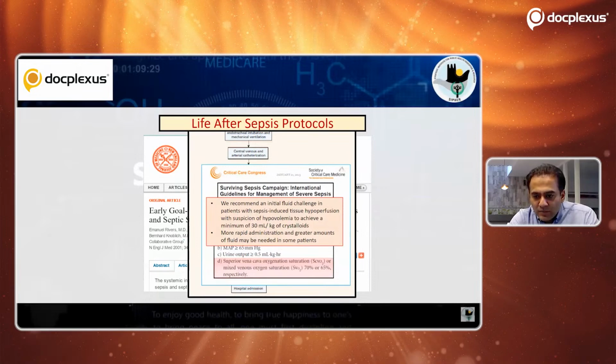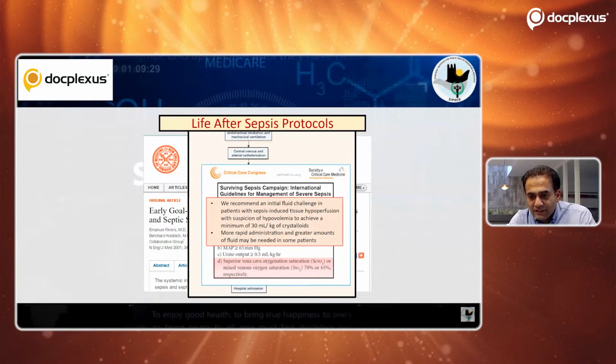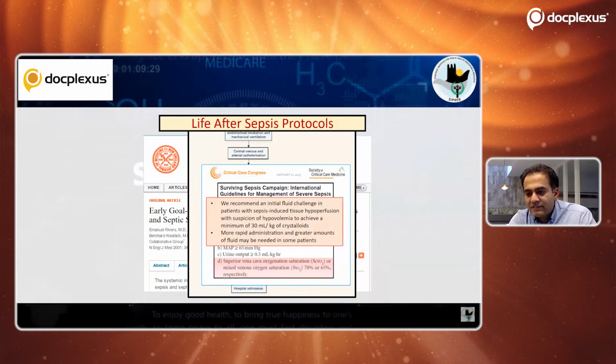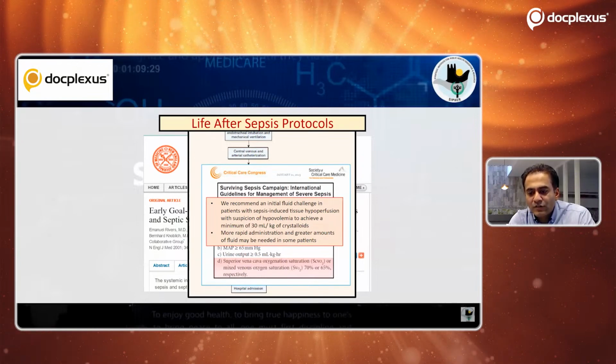The recommendations changed after this, and the fluid recommendation was liberal, because he had given liberal fluids, and the fluid that we used to give was 30 mL per kg of crystalloids.